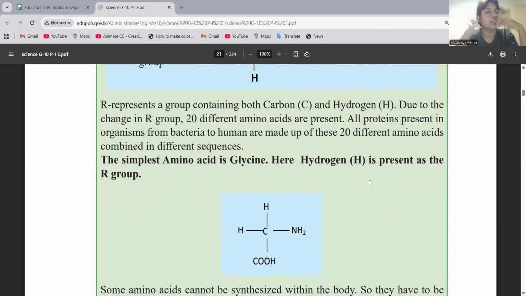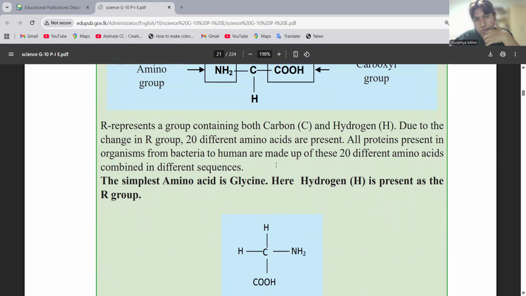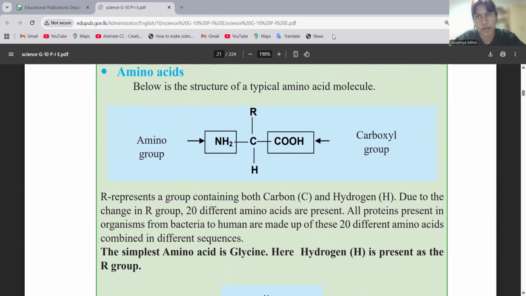You can see the simplest amino acid is glycine. H is present as the R group. So as you see, this R group can consist of H and C.